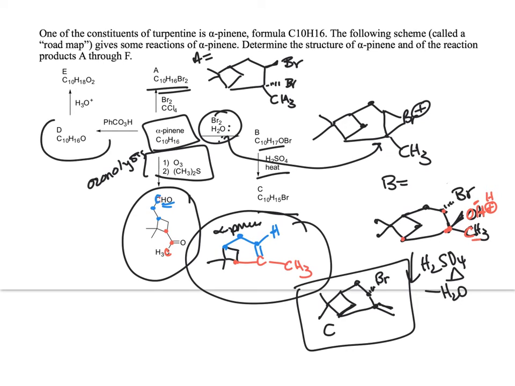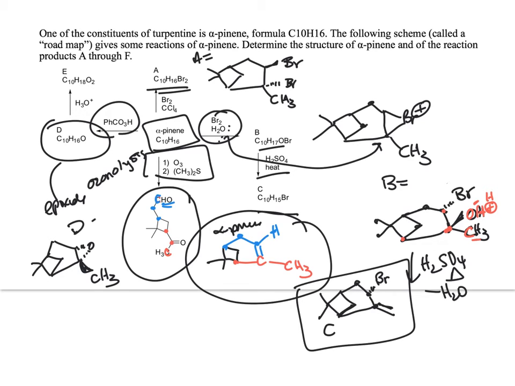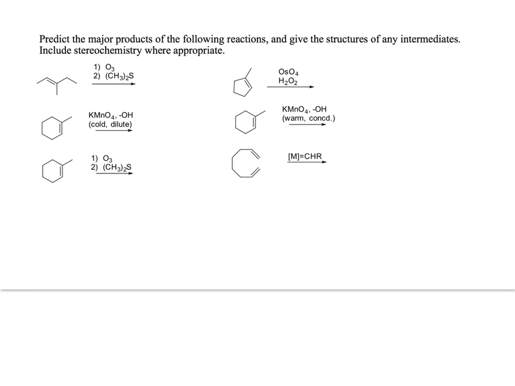Okay, for structure D, we have a peracid. Peracids make epoxides with the alkene. And the CH3 would be on the other side. So that would be your structure for D. And then E, you don't have to do E. E is acid opening of epoxides, and you'll do that in organic too.